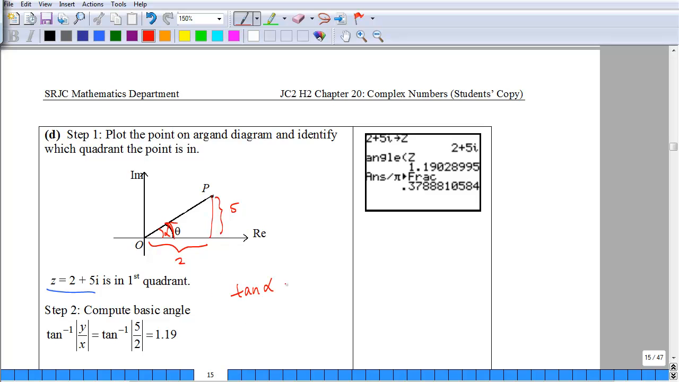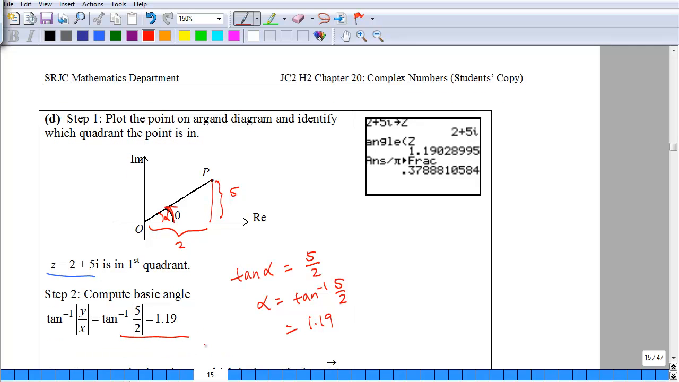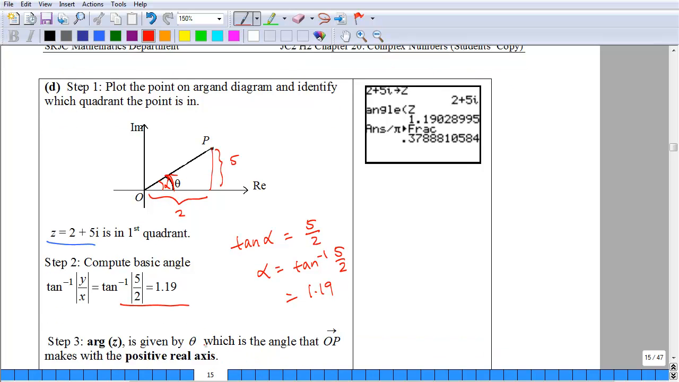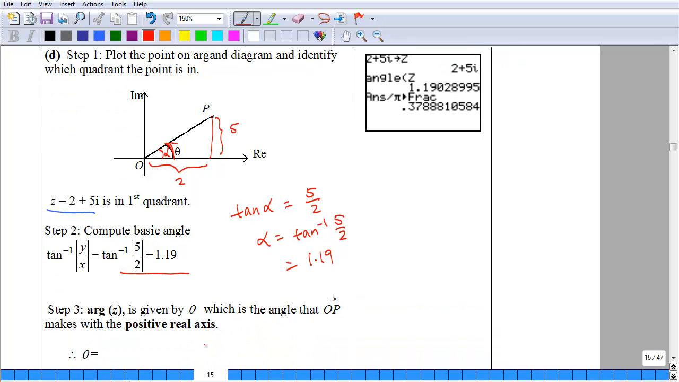So when we are calculating the basic angle alpha, tangent alpha will be opposite over adjacent, so it's 5 over 2, and alpha is inverse tangent of 5 over 2. That gives us 1.19, which is this portion. Now, since from the diagram we can see that theta and alpha are the same, the argument of z given by theta is equal to alpha, which is 1.19 radians.